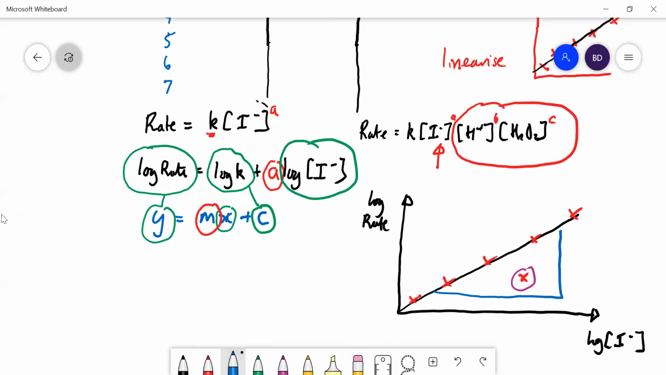And what is the gradient equal to? The gradient is equal to a, which is the order with respect to I⁻ ions. So when you get a, if you got 1.98, obviously that can only have integer values, it would be 2, and so on. So that is required practical 9B, I think it is.